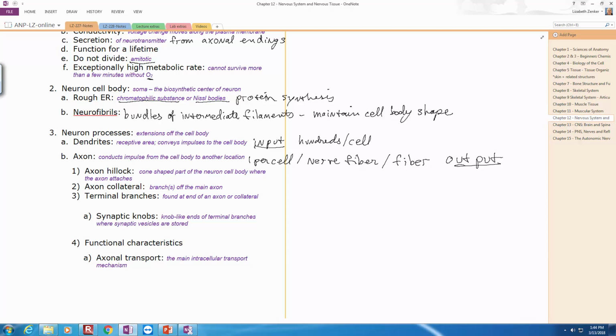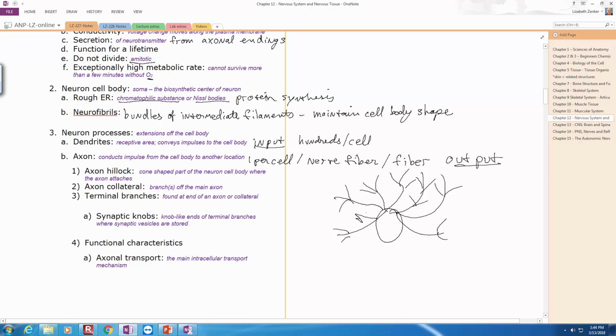So this is a cone-shaped part of the neuron cell body where the axon attaches. So for example, here we had crazy hair going on, right? Here was your big cell body. There's all your dendrites hanging off doing their thing. And the axon hillock actually has this cone shape here. So this is the axon hillock coming in this direction, okay? And so that's the cone-shaped part of the neuron cell body where the axon attaches. So that means anything down this way is the axon, right?